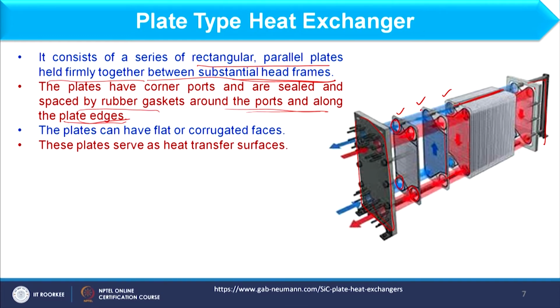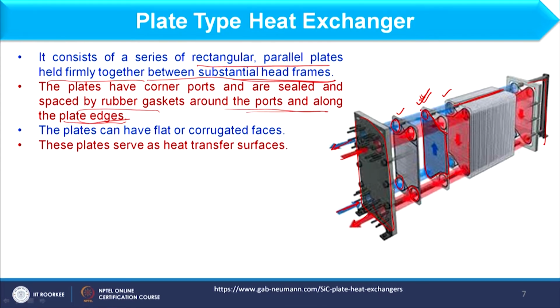So each plate will have 4 corners, and if you consider this particular plate, the second plate, here we have this black assembly, and this black assembly is nothing but the gasket. Now if you focus on this plate, what will happen when fluid is coming? How does the movement of fluid occur here? Here we have the cold fluid, which enters from here and exits from here. Similarly, hot fluid enters from here and exits from here.